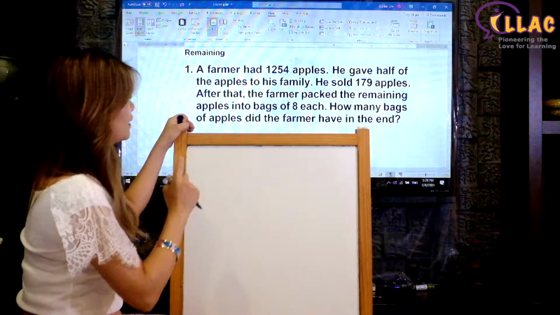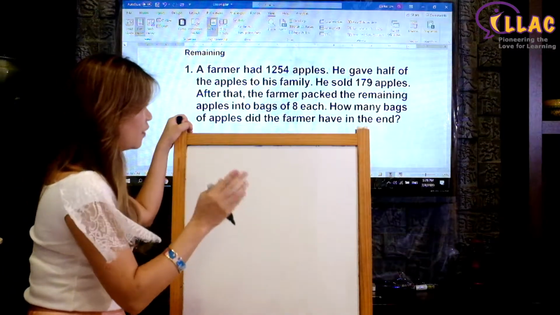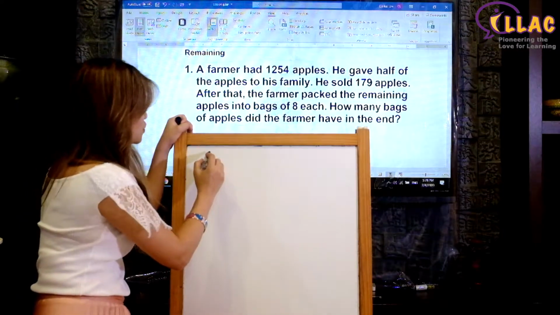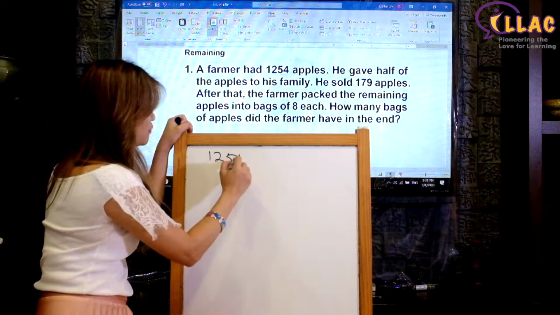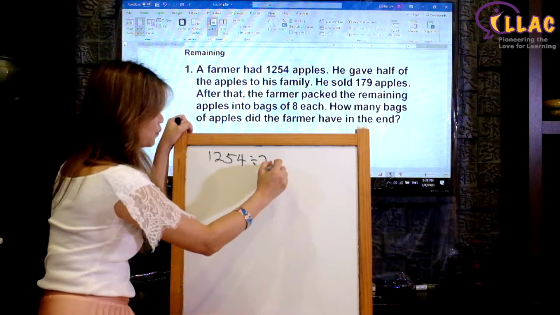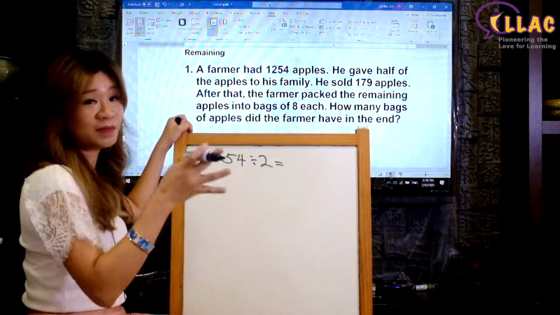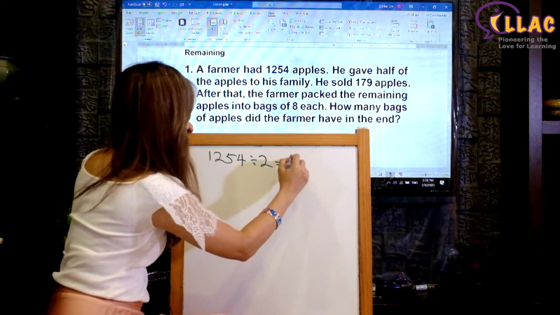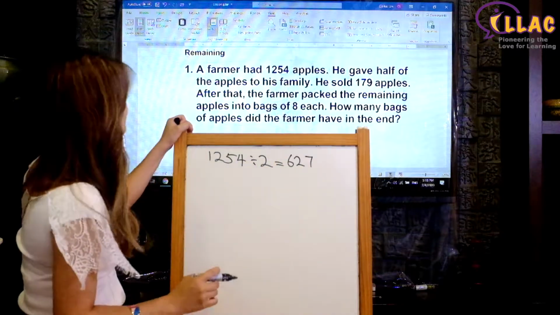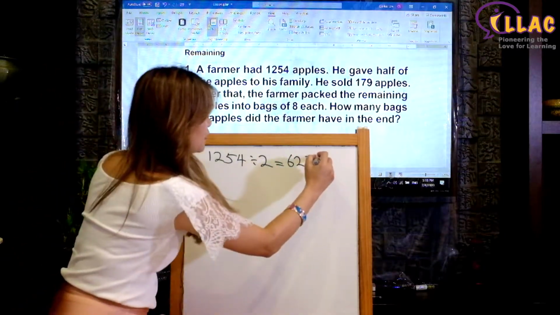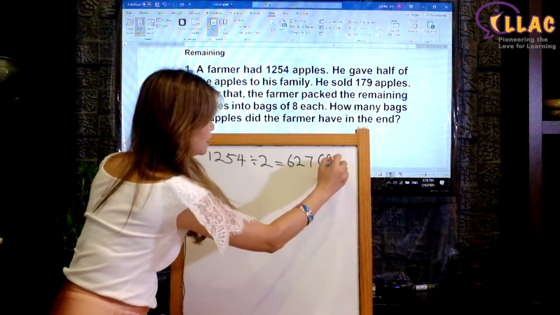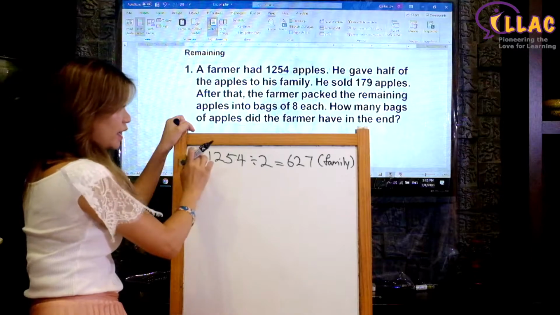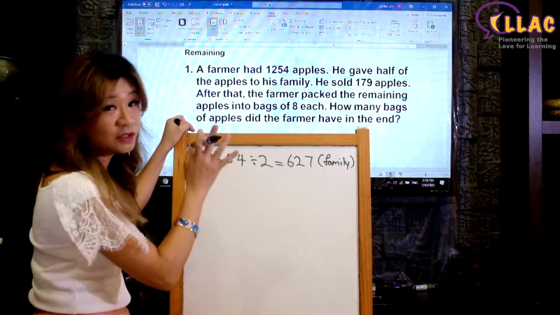What you need to know is that the farmer had 1,254 and that is the total. When they say he sold half of the apples, number one will be 1,254 divided by 2. Why divide by 2? Because half means it is divided by 2. So he actually gave away 627 apples to his family. What you need to do is to label it. This is given to the family. You can write it in front as well, F, and draw the arrow. That's alright, as long as you label your working.